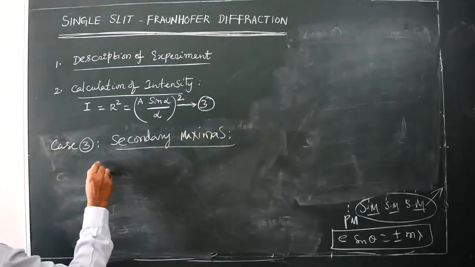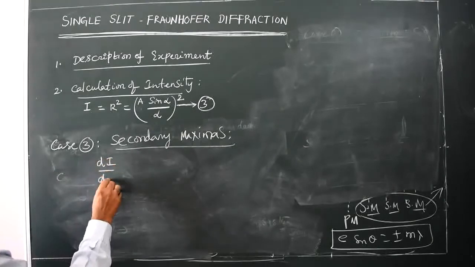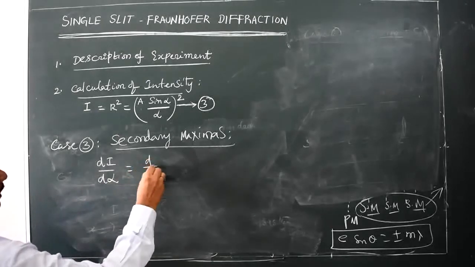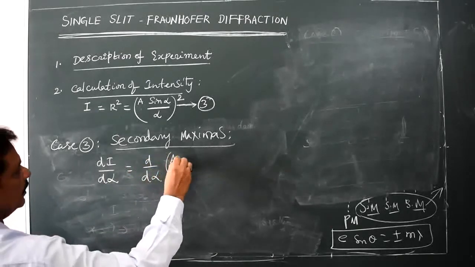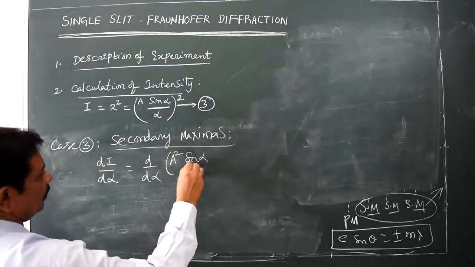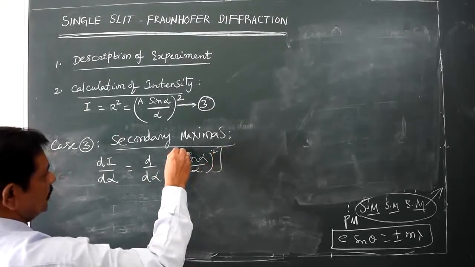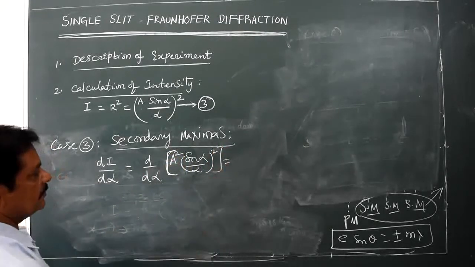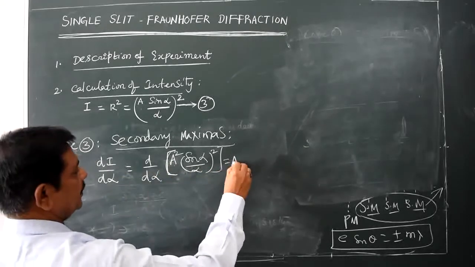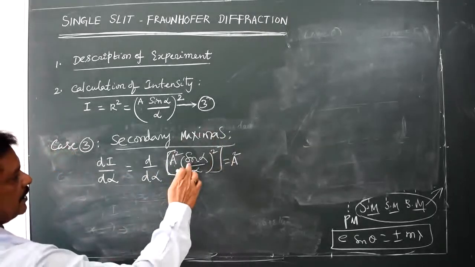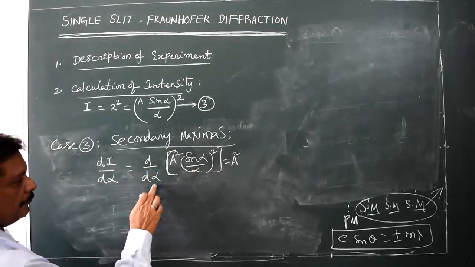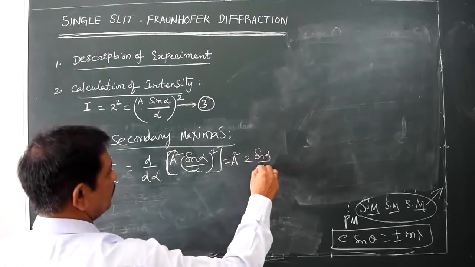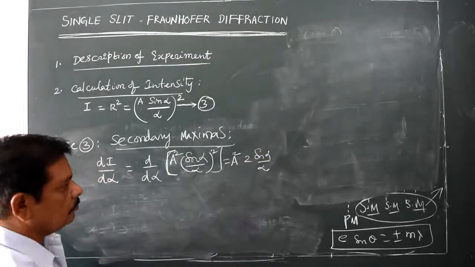Secondary maximas occur at dI by d alpha, where I is the intensity, equal to d by d alpha of A squared into sin alpha by alpha whole squared. This is the intensity I. Differentiating this, what do you get? A squared is a constant, you can take it outside. Sin alpha by alpha whole squared is differentiated with respect to alpha. So we can take this 2 into sin alpha by alpha.